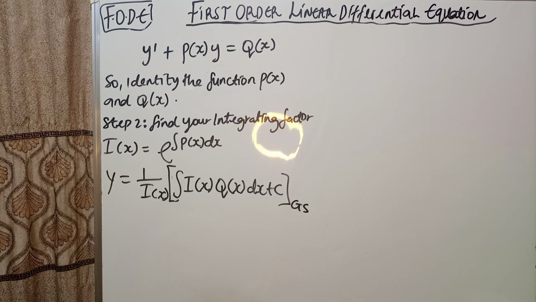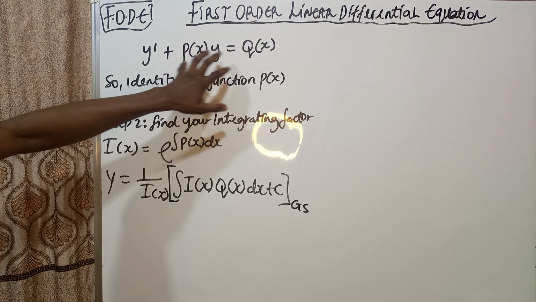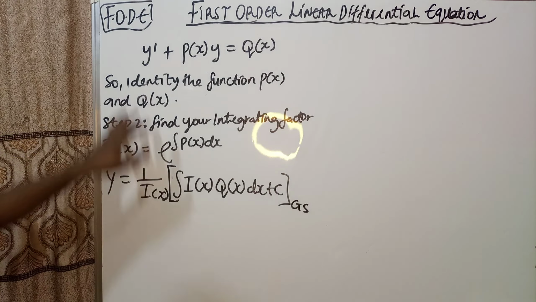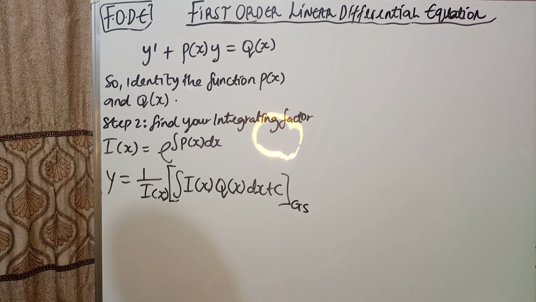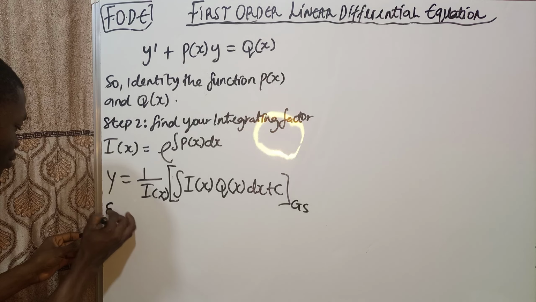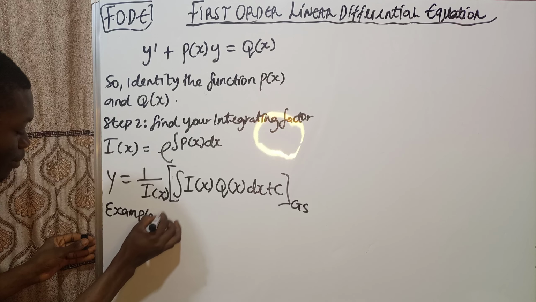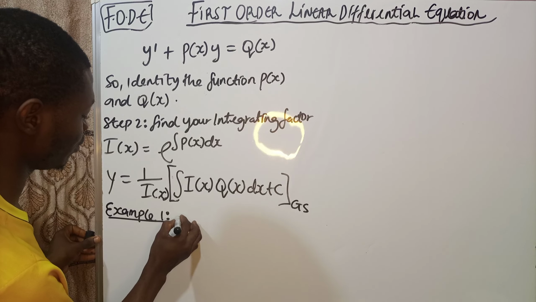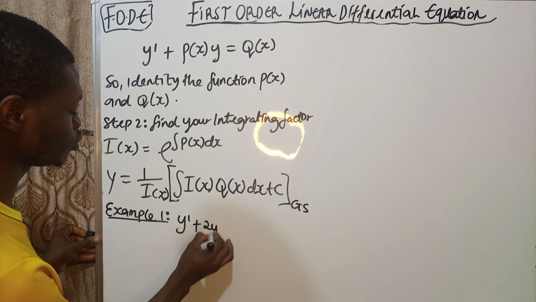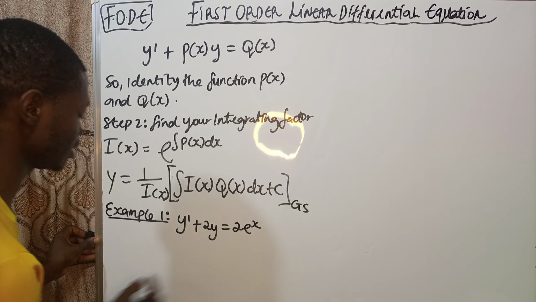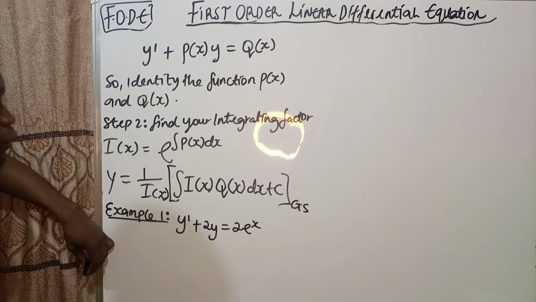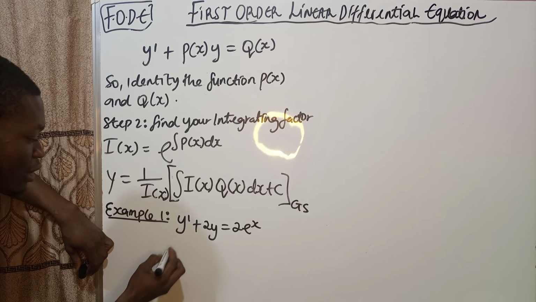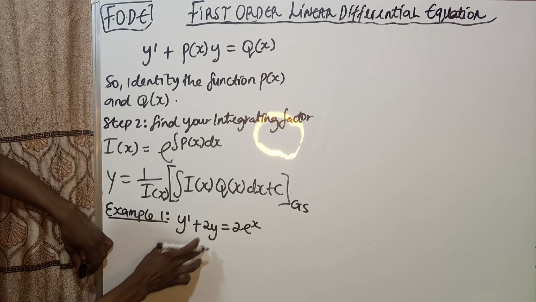Whenever you have an equation of first order, it must come in this standard form: y prime plus p of x y equals q of x. Remember, this y prime is also dy over dx. So let's solve one example. Example one. For example, if you have y prime plus 2y is equal to 2 e to the power x. You first of all check whether it's in this form. It is in this form, so we can solve it. If it is not in this form, you arrange it to be in this form.